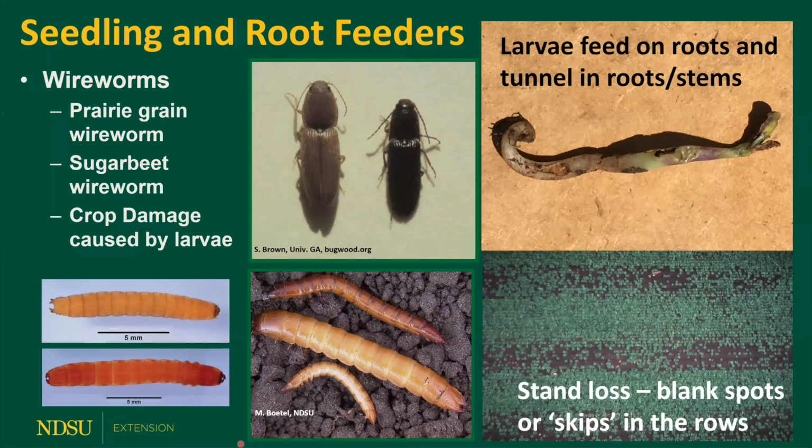However, the wireworm, or the larval stage, which is the brown worms you see in the photos, can cause significant damage by tunneling the roots and stems, and that affects the plants when they're very young. They're susceptible, and you can end up with a field that looks spotty like the one in the lower picture. And that's due to wireworm feeding on the roots and stems.